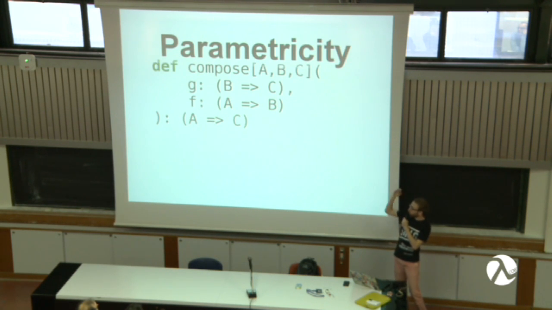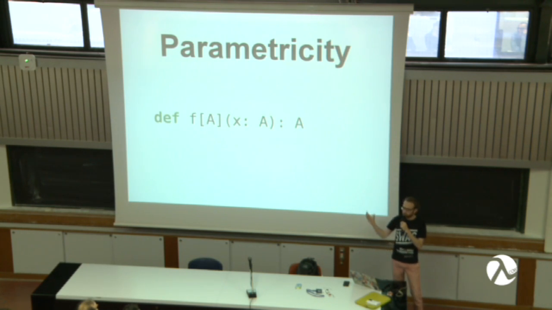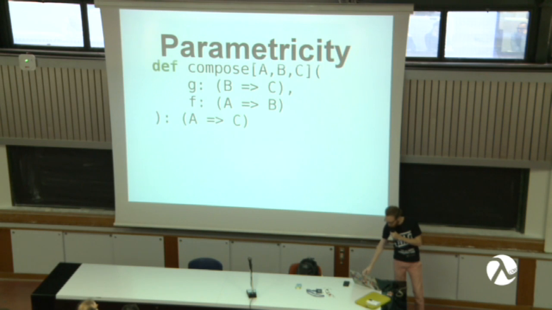Same thing. Let's say we have a function which takes two parameters, a function from B to C and a function from A to B. The result is a function from A to C. The only meaningful thing we can do is composing G and F. We can't do anything else because we don't know anything about A, B, and C. These two cases are really nice. They're types which are called once inhabited because they get only one meaningful implementation or behavior.